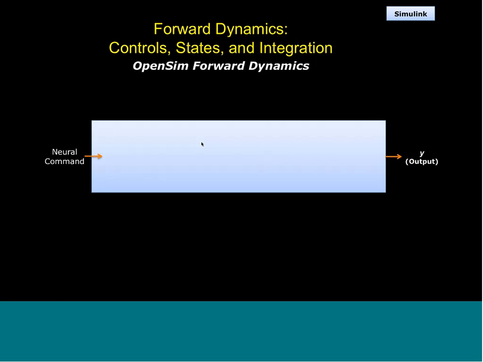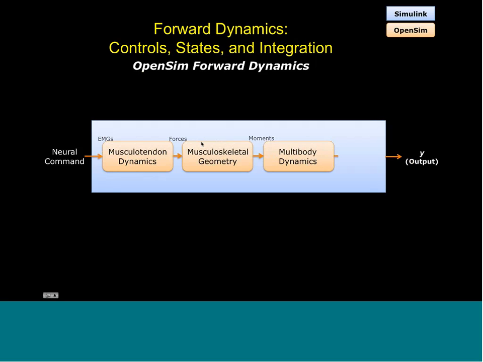So we can lay the basics of OpenSim forward dynamics over an illustration of the Simulink block. Here you see there's a number of transformations that occur, labeled in these orange blocks, which are OpenSim components over the blue block, which was the Simulink block. But you can see there's a number of transformations that occur between the input, the neural control, and then the output, which would be the observed movement.